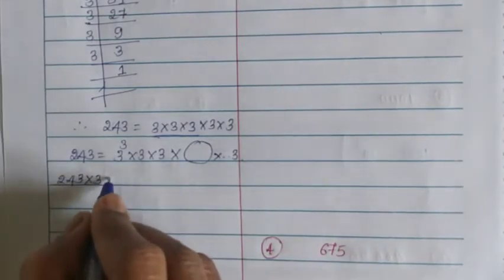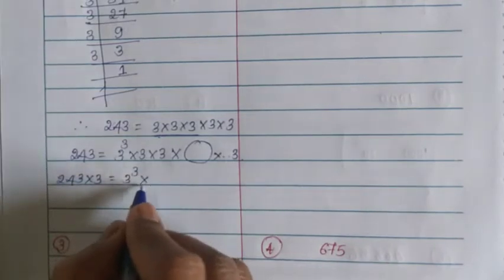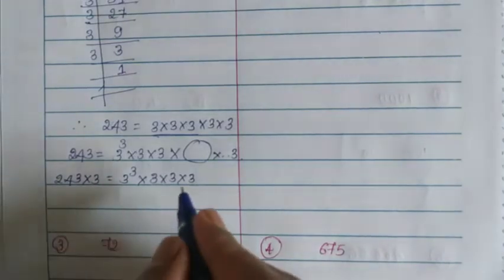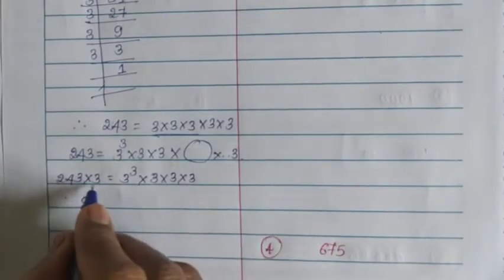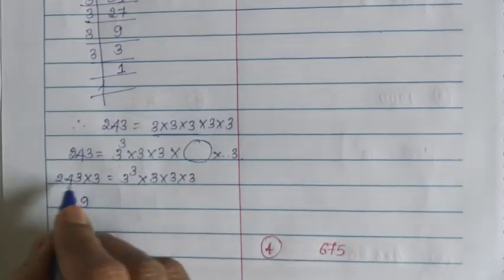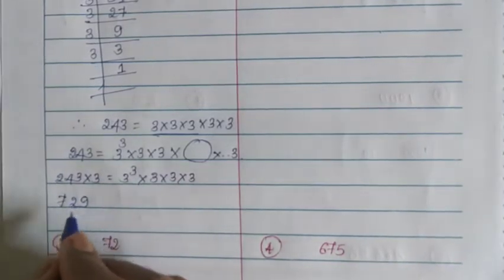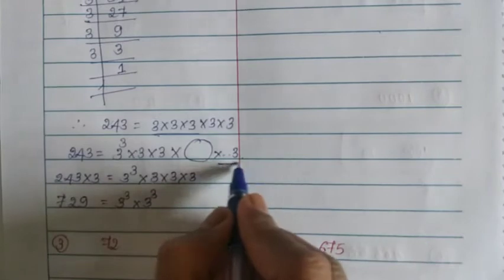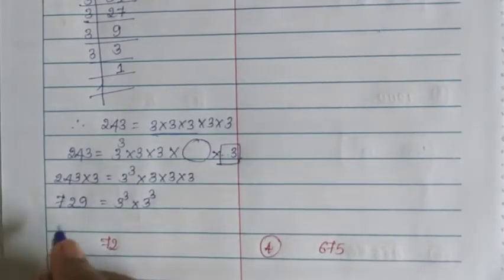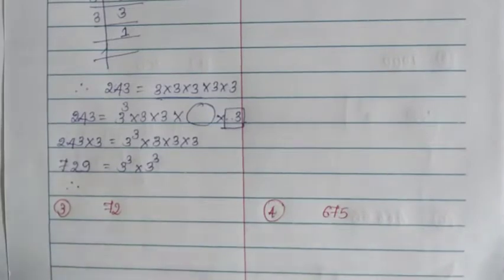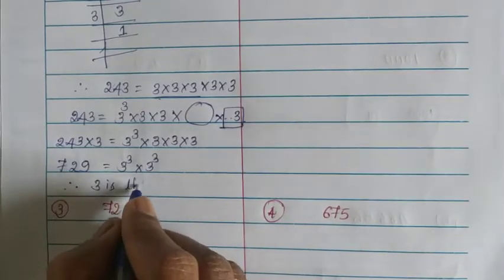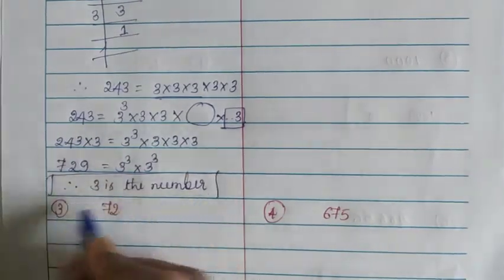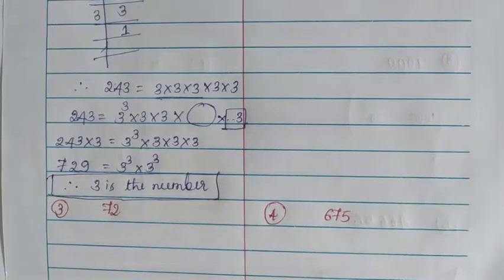243 into 3 is equal to 3 cube into 3 into 3 into 3. 3 into 3. Now 3 3s are 9. 3 4s are how much? 12. 1 carry. 3 2s are 6 plus 1 is 7. 729 is equal to 3 cube into 3 cube. Yes, how much did you multiply here? 3. Yes, therefore 3 is the number. 3 is the number multiplied with the given number to become a perfect cube.